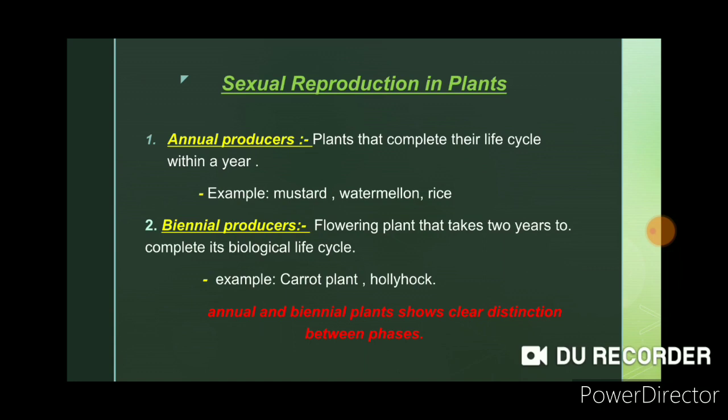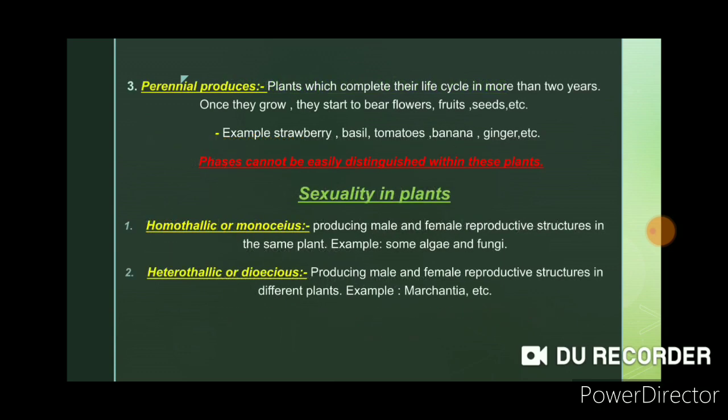And you can clearly observe the distinction between phases in annual as well as in biennial producers, but you cannot observe the distinction between growth phase, reproductive phase or senescent phase in a perennial producer. We'll get to know how. Next we have perennial producers. Perennial producers are basically plants which complete their life cycle in more than 2 years. Like they can take either 3 years, 4 years, or their whole lifetime to complete their life cycle. Once they grow, they start to bear fruits, flowers, seeds, etc.